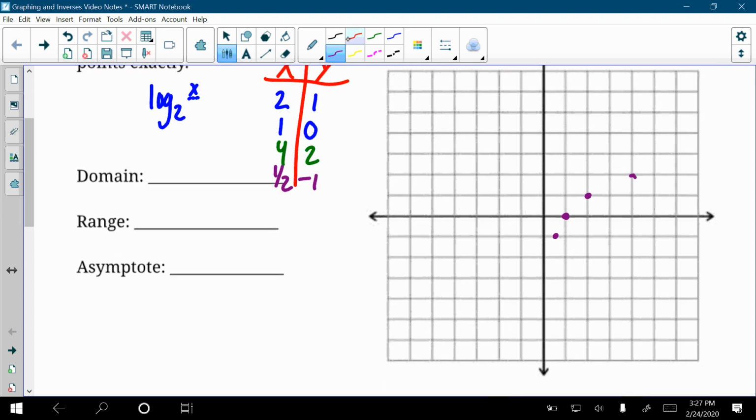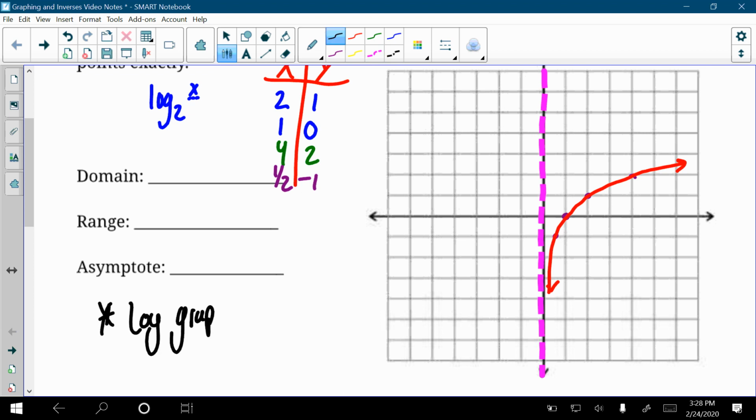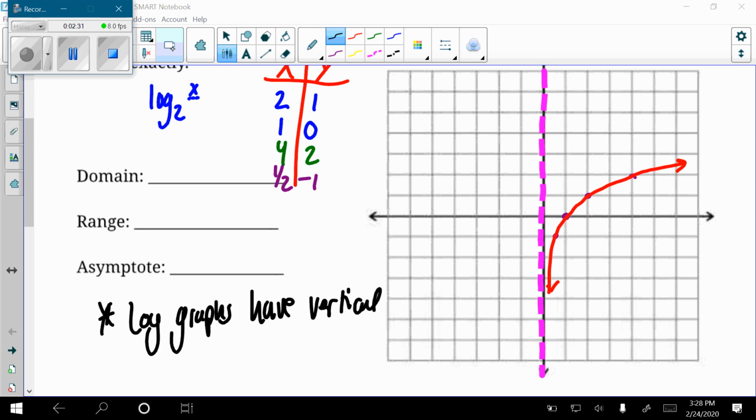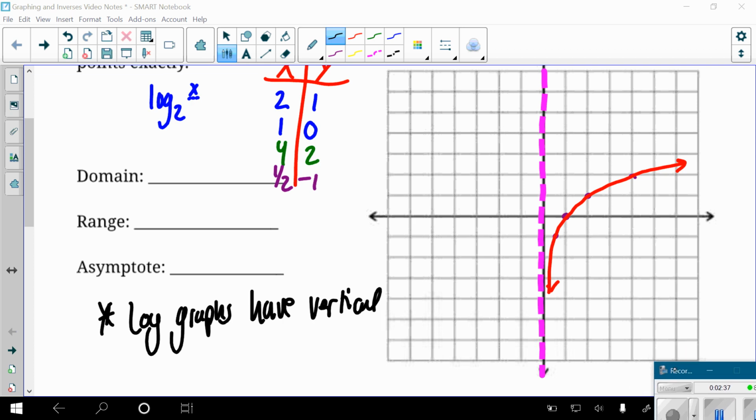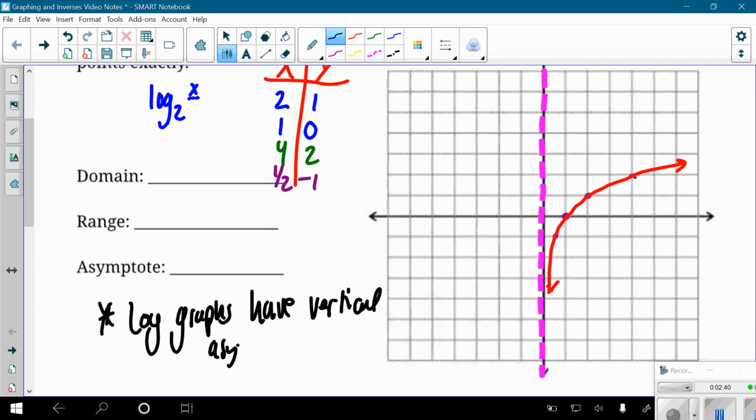This log graph looks like this. And there's a couple important features I want you to notice. If you remember, exponential graphs have horizontal asymptotes. So log graphs always have vertical asymptotes. I'd write that down in big letters. Log graphs have vertical asymptotes. In this case, my vertical asymptote's at 0, and it's x equals 0. Vertical lines are x equals.